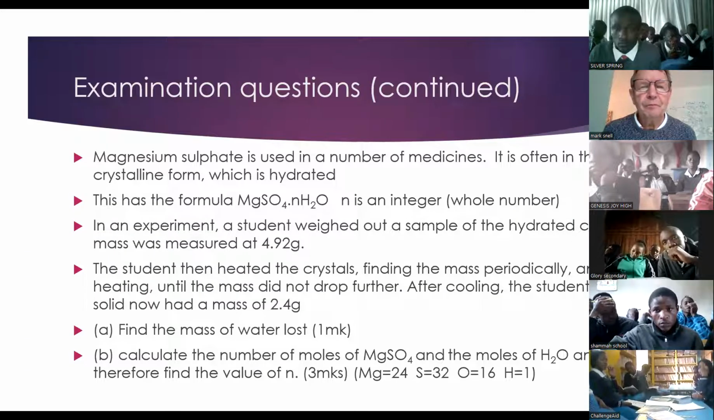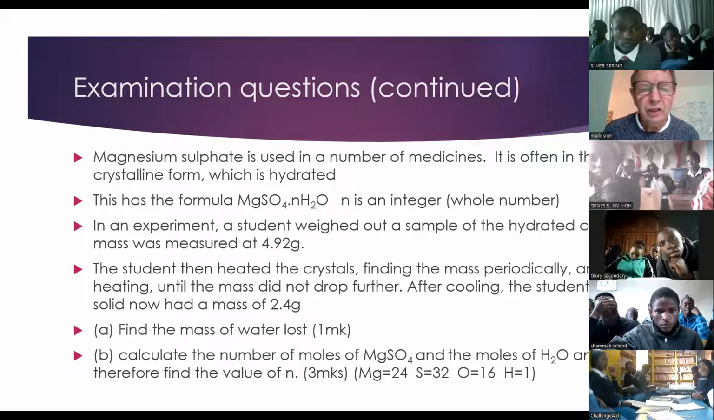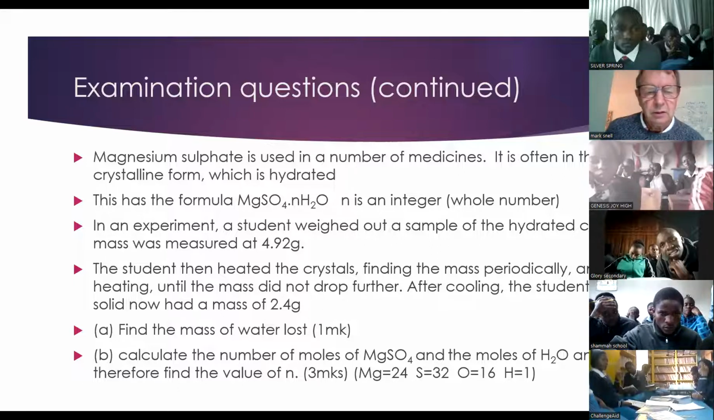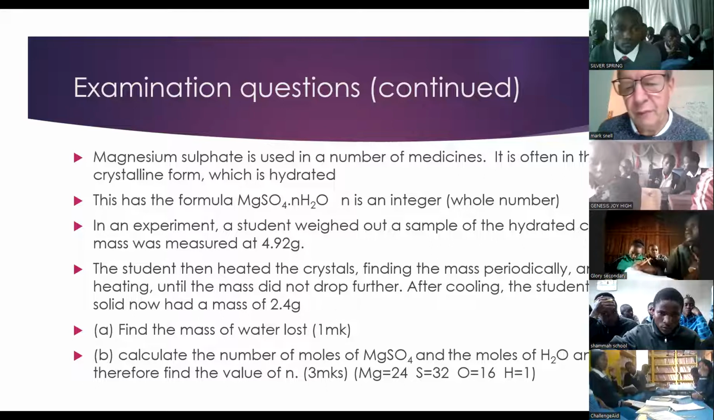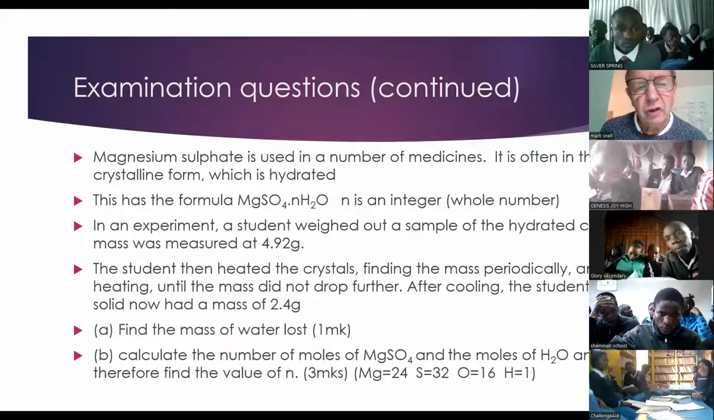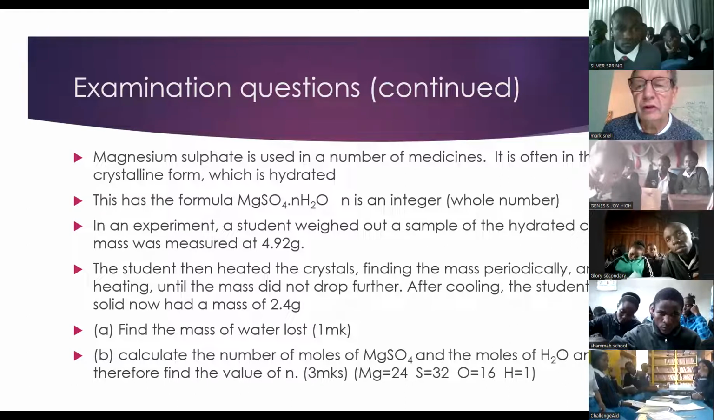Here is another question, a long one. This was worth 6 marks, I think. Oh, no, only 4. My apologies, it's worth 4 marks. This is a KCSE question from a couple of years ago. If you want to do it, you can do it.